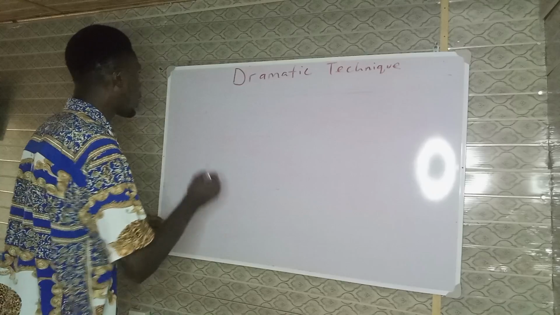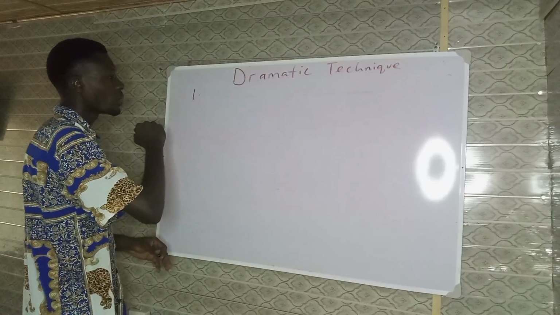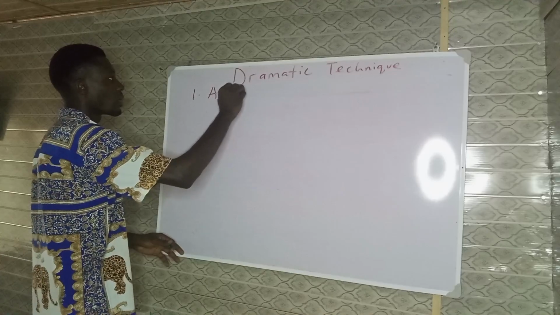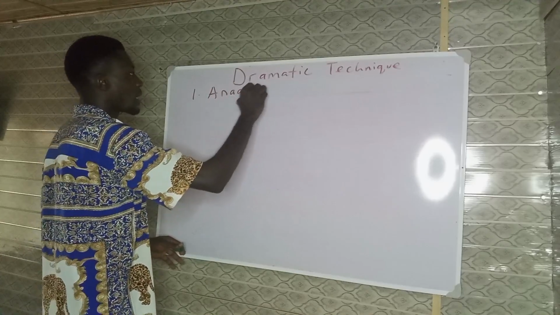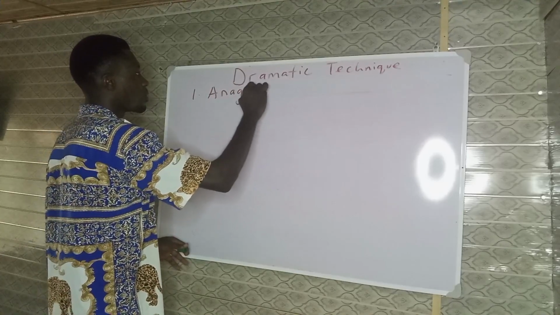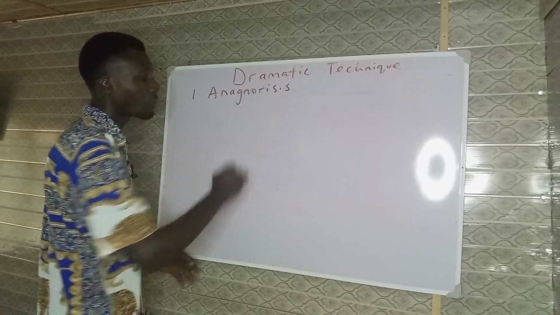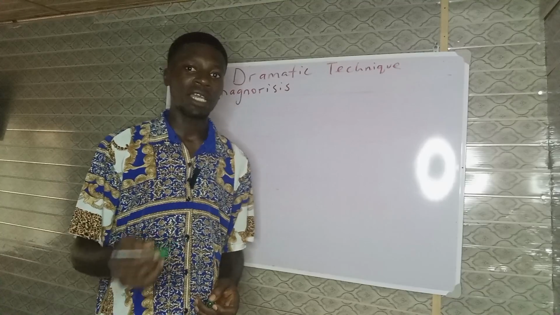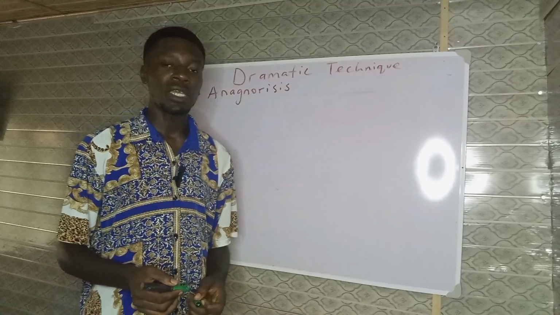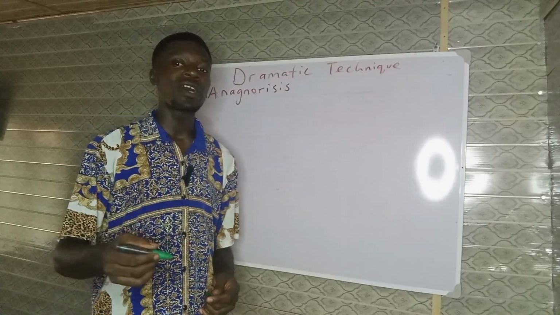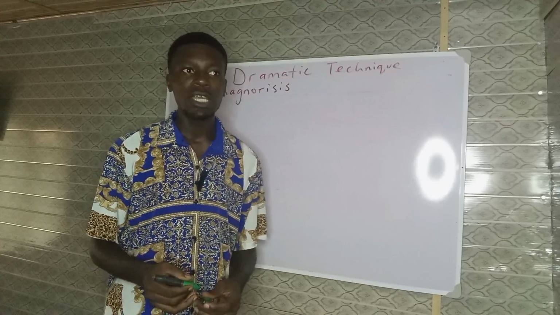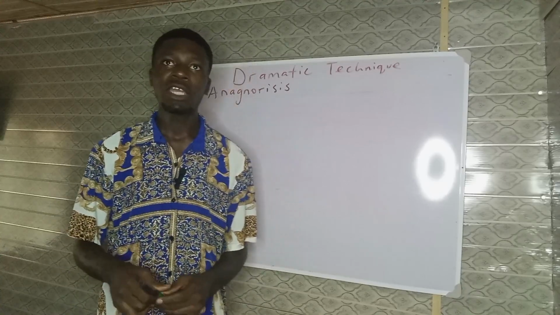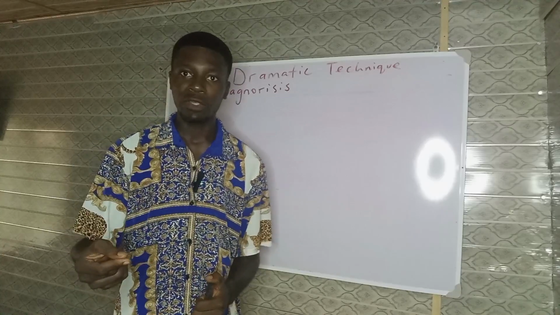So let's begin our conversation from anagnorisis. Anagnorisis. This is a very interesting concept. Anagnorisis refers to a dramatic technique where a writer discovers something, right? So it's a point of discovery in a literary work. That point in drama where a writer discovers something, right?